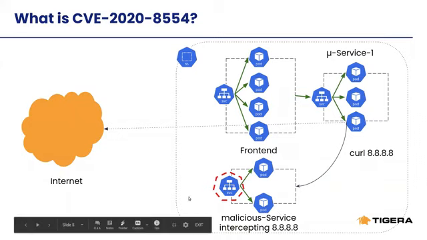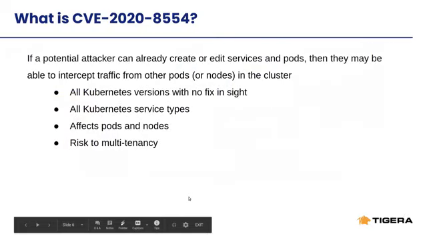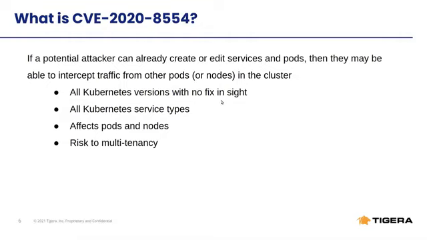This is really critical because all the Kubernetes versions are affected by this, and there is no fix in sight. If you want to fix the service creation, you need to fix how the services are created on the node, how the routes are injected into the host, and how the entire L2 and L3 routing is managed. I don't see any efforts in the Kubernetes community to really work on this, so we don't see any fix currently. Another thing is all the Kubernetes service types are vulnerable to this. We will talk about these service types shortly.